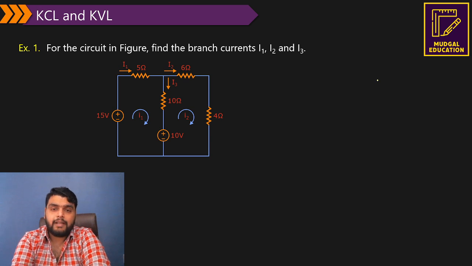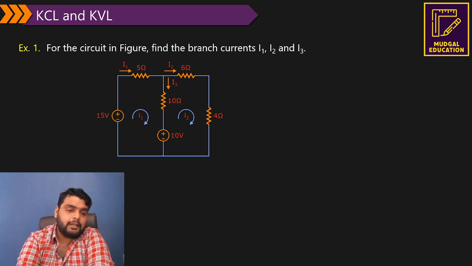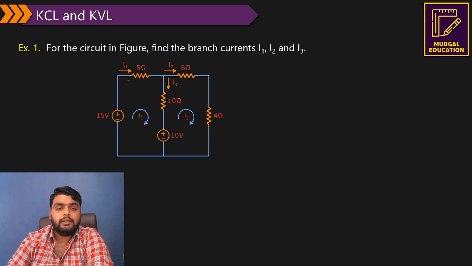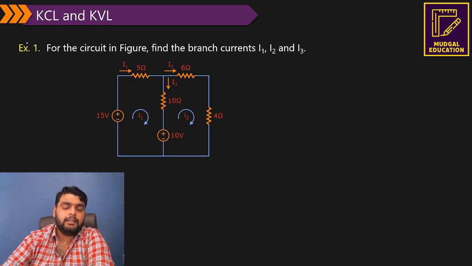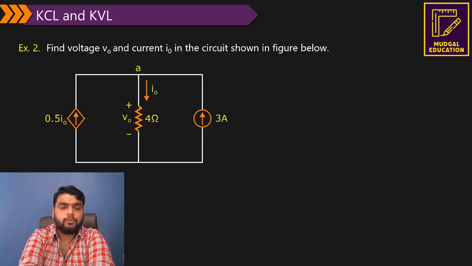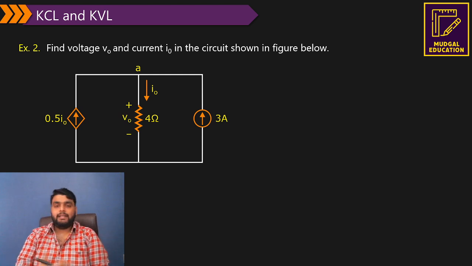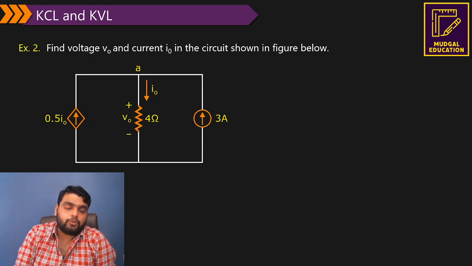Also, they have given the direction of currents. Since the current I1 is given, I can mark the polarity according to that. See very carefully. Let me skip this question first. When I explain mesh analysis, then I will explain this question. We will do another question right now.